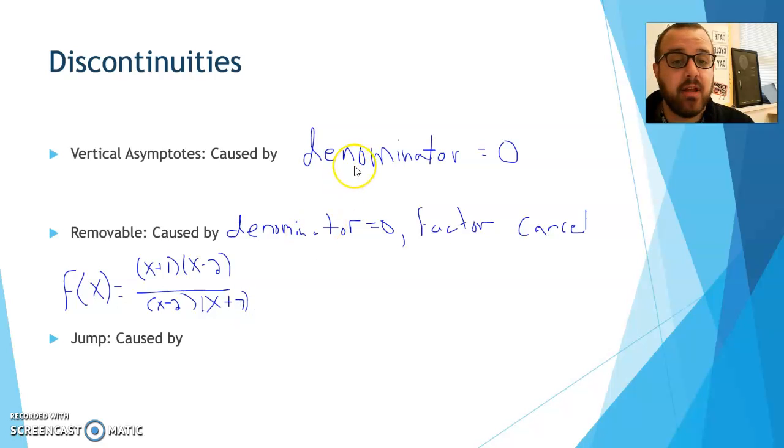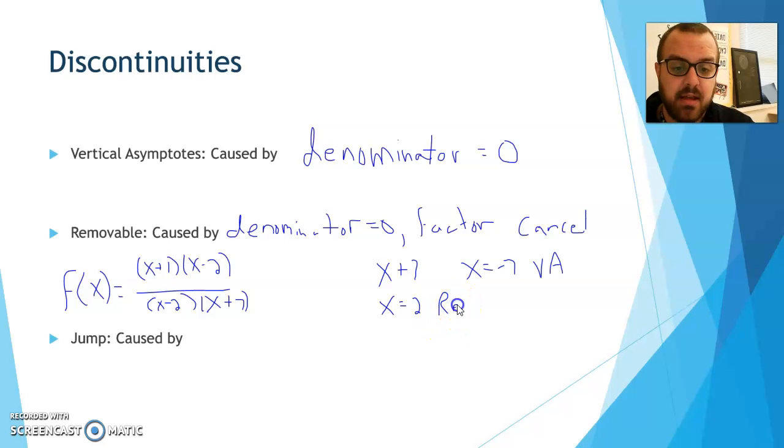Well, where my denominator equals 0, that's where my discontinuities are going to occur. And at negative 7, because when I set x plus 7 equal to 0, I get negative 7, that's going to be a vertical asymptote because it makes my denominator equal 0, and it doesn't cancel with anything in the numerator. However, x equals 2, and again, I'm getting that from setting x minus 2 equal to 0, that's going to be removable. That's going to make that little hole in our graph, okay, because it does cancel out with the numerator, okay?